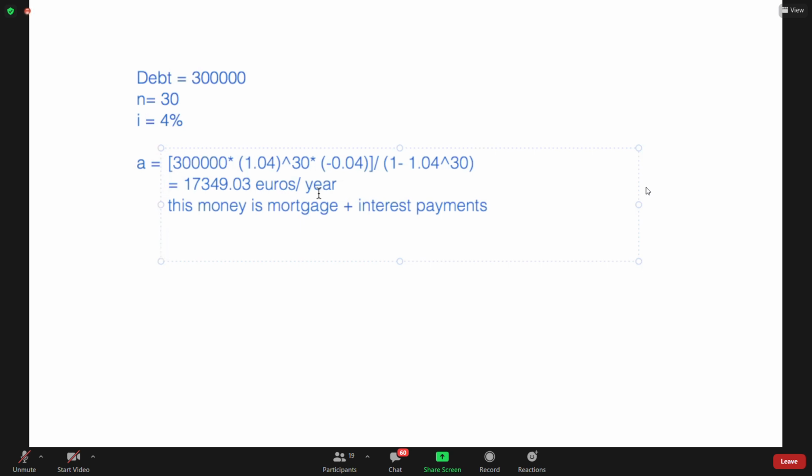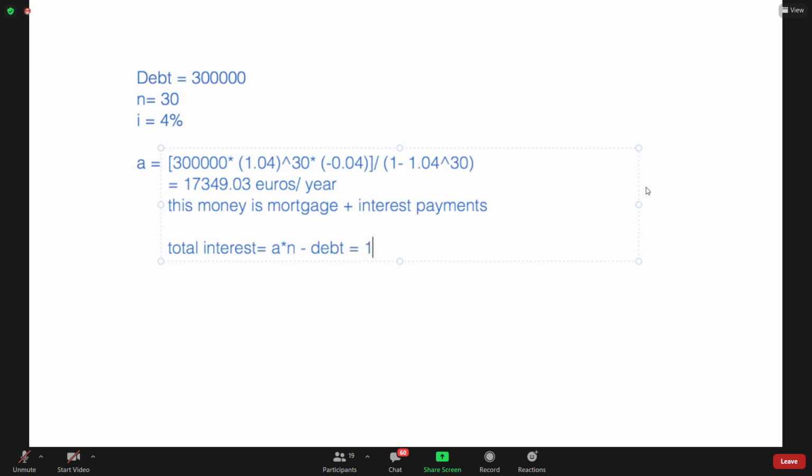What about part B? In part B, they ask us to specifically calculate only the total amount of the interest. How do I calculate the total amount of the interest? Really easy. From the amount of money that I have to pay back yearly, from A, I will multiply it by the number of years that I've been paying my mortgage for, and I will subtract the amount of the debt. This is how I calculate total interest. So A multiplied by N minus debt.